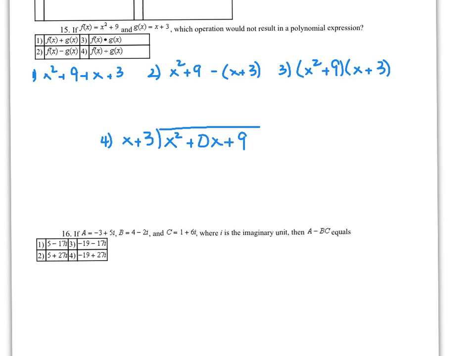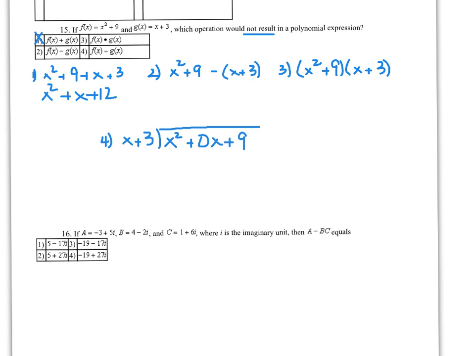All right, so I would go through these and add like terms. So in choice 1, I would get x squared plus x plus 12. Now, the question says, which operation would not result in a polynomial expression? Well, this is a polynomial expression. It's a trinomial. So that would not be the answer. So let's go to choice 2.